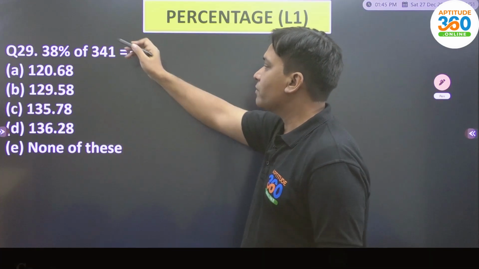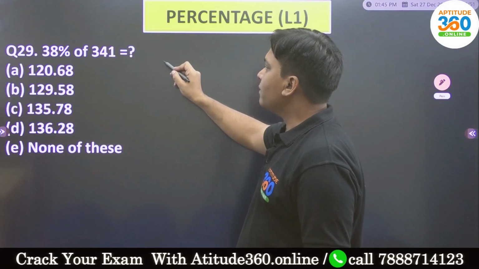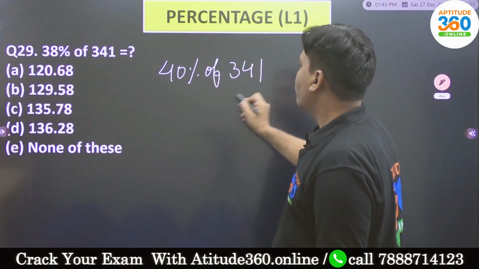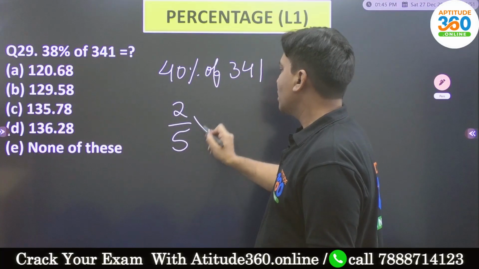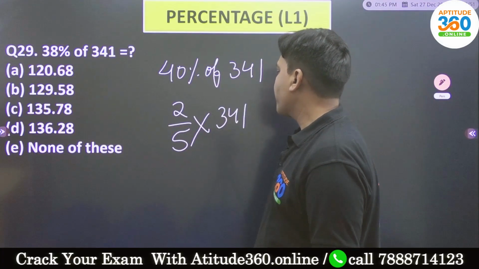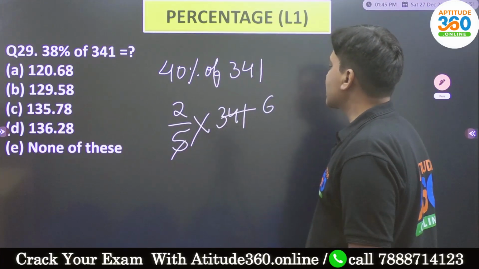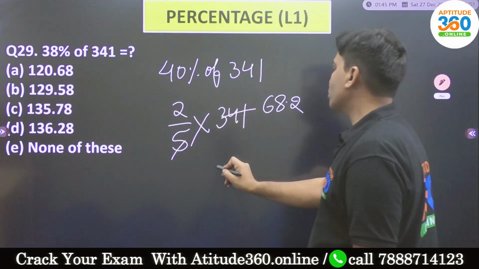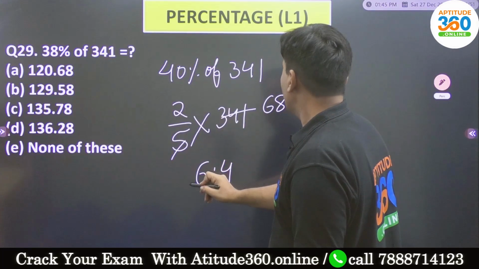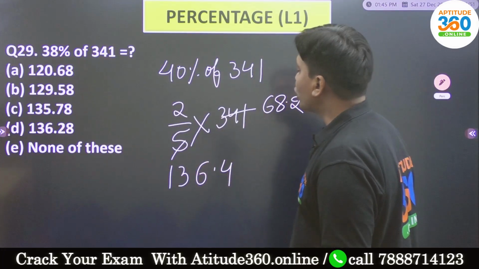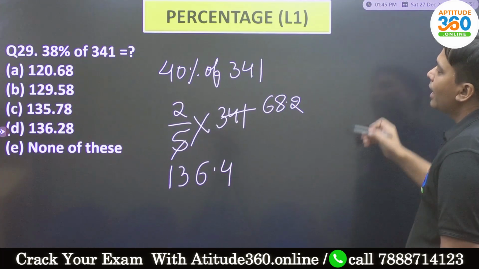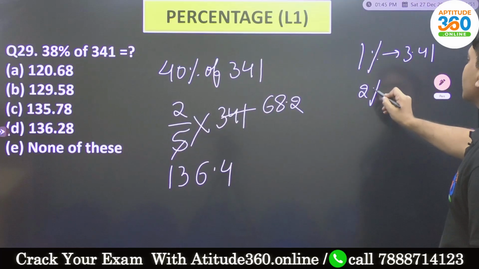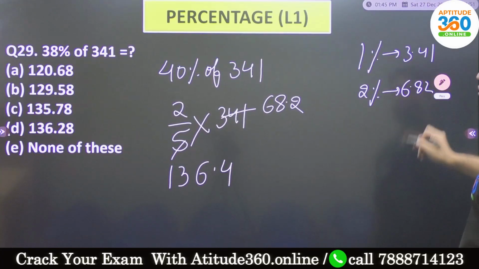38% of 341. Options are really very close. So can we find out 40% of 341? 40% of 341 is what? This, right? So this is going to be 6 times and then 8 times and then 2. So 68.2 into 2, this is 4. Now 40% is this value, isn't it? इसका 1% कितना होगा? 1% is 3.41. What is 2%? It is 6.82. So what is that you should be doing?